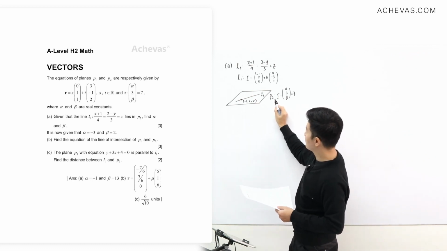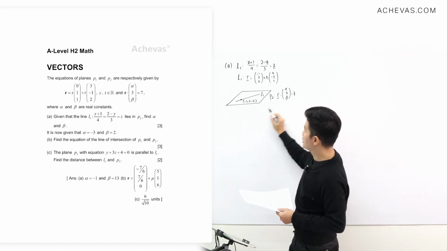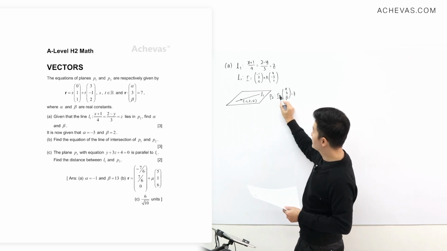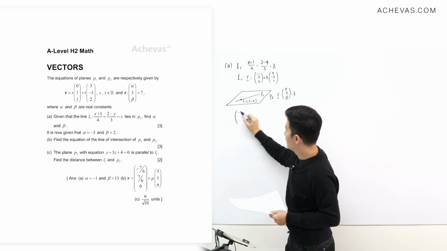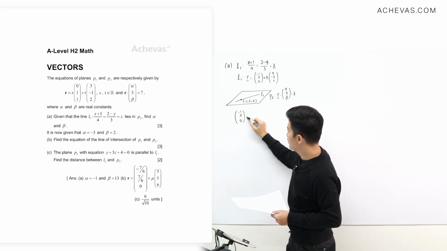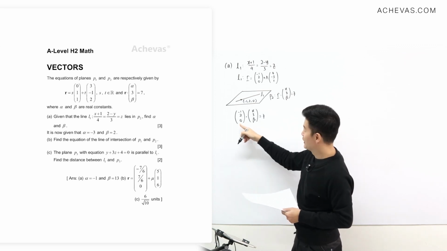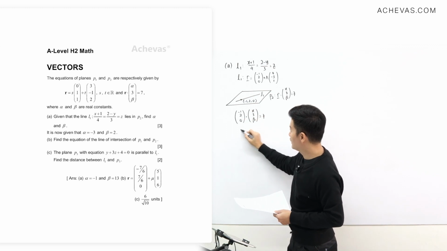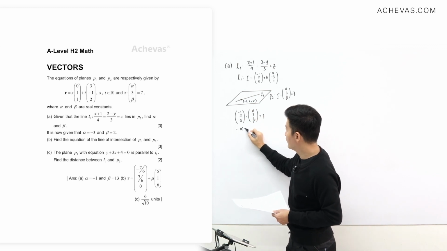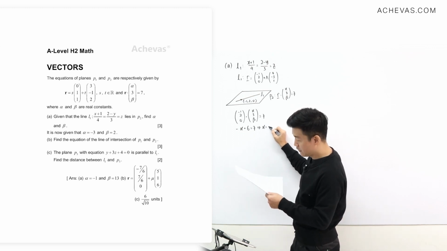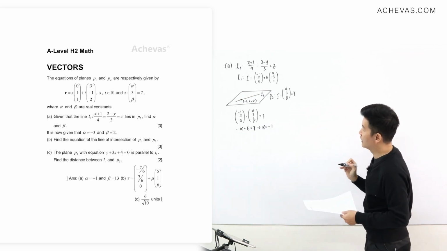Since this point lies on P2, it should satisfy the equation of P2. So making use of the position vector of this point to replace r over here, we have (−1, 2, 0) · (α, 3, β) = 7. Nice, because β will disappear when I evaluate this. We are going to get −α + 6 = 7. This tells me that α here is −1.